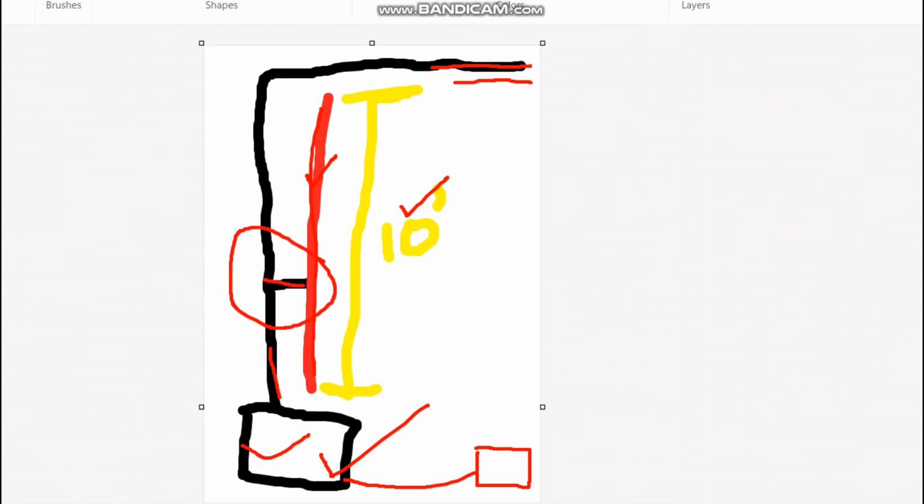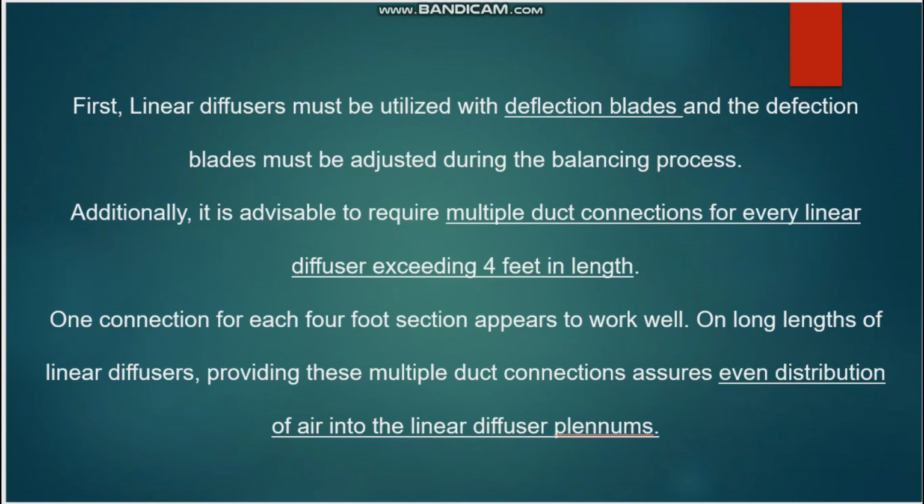So this is the question, and the answer is, the first thing, related to commissioning: linear diffusers must be utilized with deflection blades, and the deflection blades must be adjusted during the balancing process for proper air. Second, from the design and installation point of view, additionally it is advisable to provide multiple duct connections for every linear diffuser exceeding 4 feet in length.